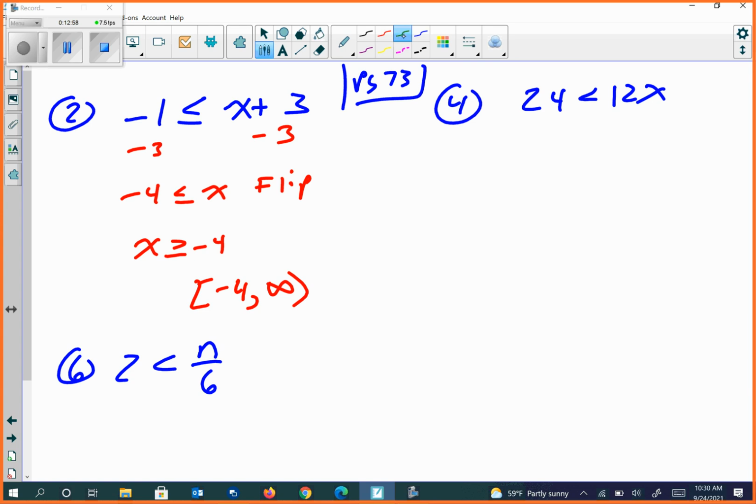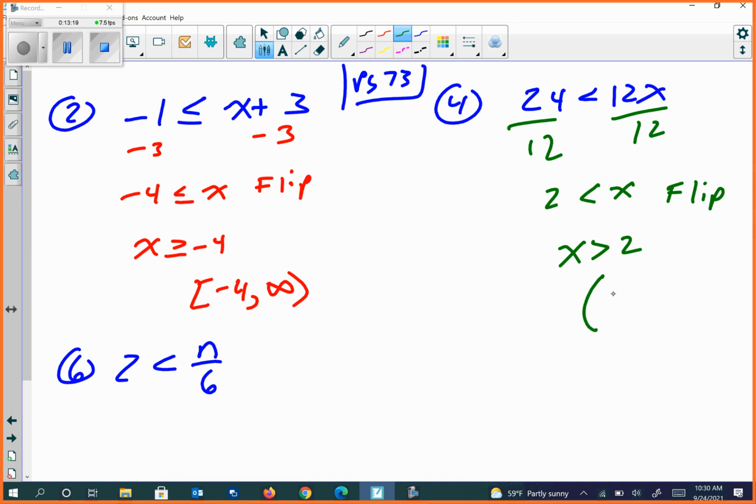Problem number 4. What should I do to both sides before I flip it over? Divide by 12. Good. If I divide by 12, I get this. At this point, because the letter's on the other side, if you flip it over, the arrow will point the direction you want to go. So I want values bigger than 2, but not included to 2. So it goes from 2 to infinity.